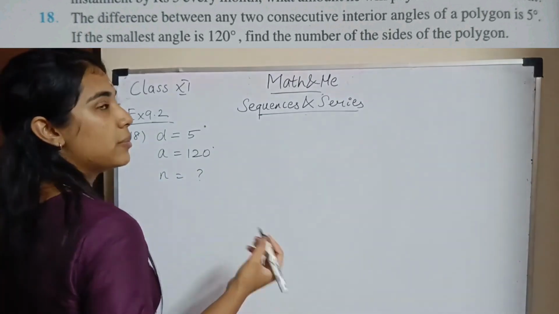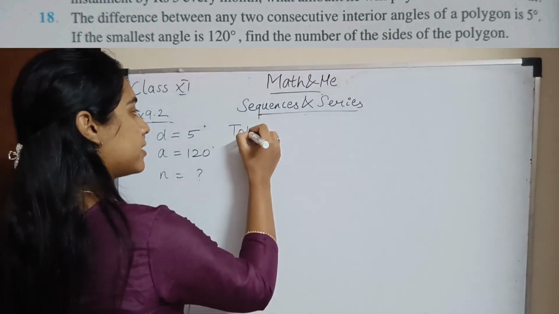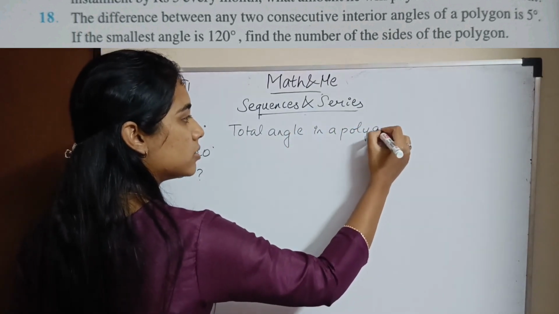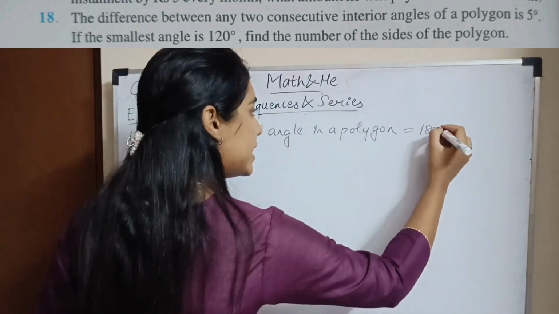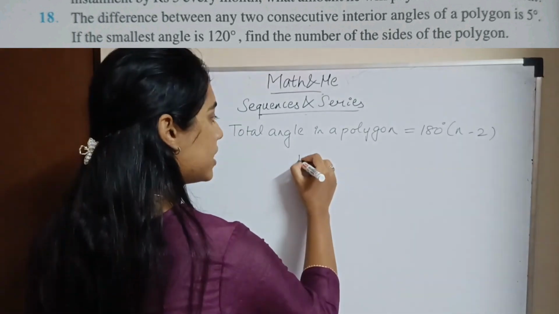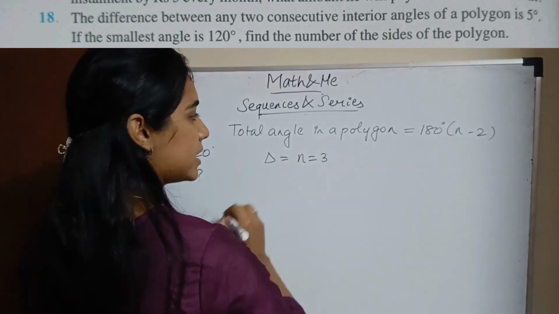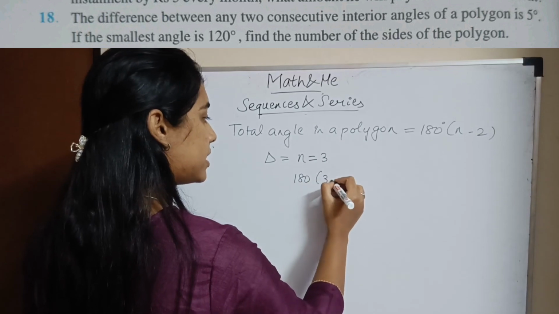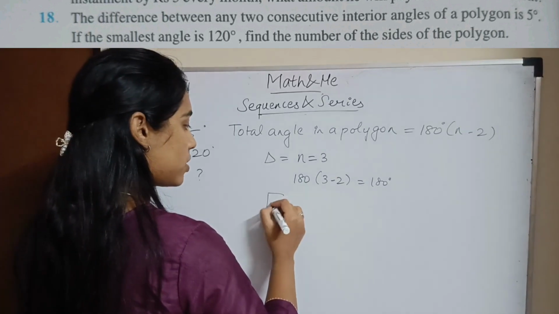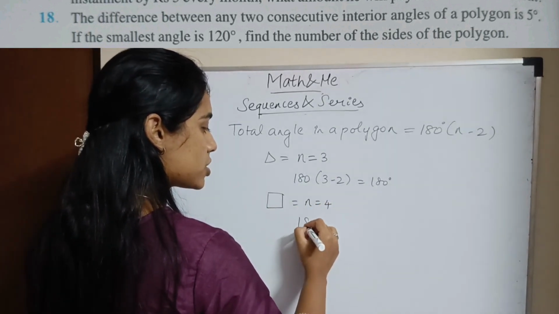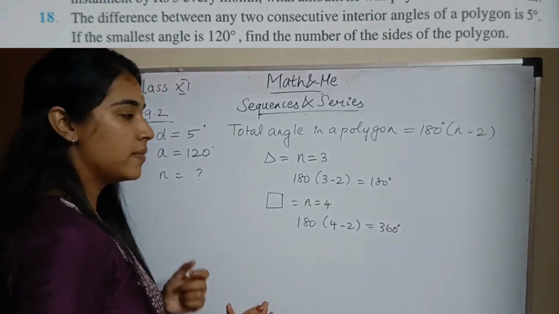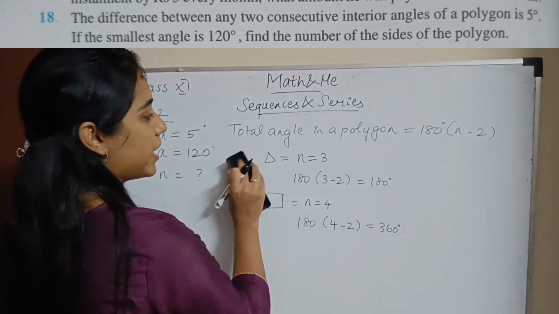You know that the total angle in a polygon is given by the formula 180 times n minus 2 degrees. For example, when you take a triangle, for a triangle n equals 3. So it is 180 times 3 minus 2, which is 180 degree. What is the angle sum property of a triangle? 180 degree. When you take a quadrilateral, your number of sides is 4. So what do you have? 180 times 4 minus 2, which is 360. Correct? Angle sum property of a quadrilateral is 360. So this you should know by heart.